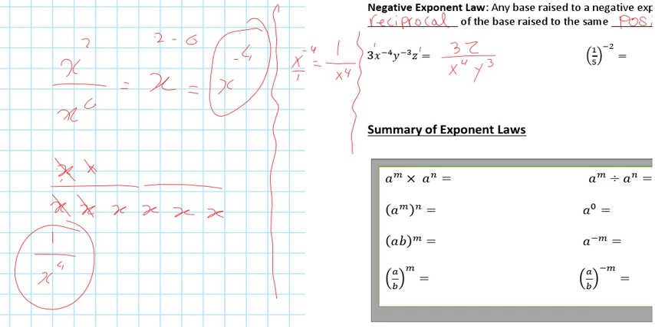Okay? You don't change where the positives are. The positive exponent stays in the numerator. Yes? Are we okay with that?